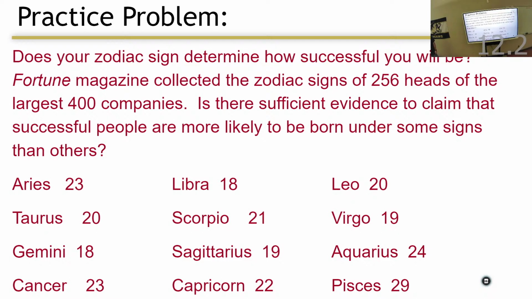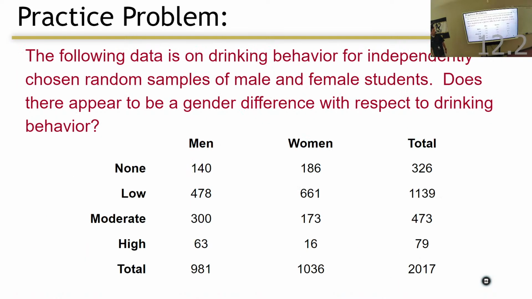Okay. Does your zodiac sign determine how successful you're going to be? Fortune magazine collected the zodiac signs of 256 heads of the largest 400 companies. Is there sufficient evidence to claim that successful people are more likely to be born under some signs than others? One sample, two samples, one variable, two variables. One sample, one variable, that's a GOF. Try to decide how many samples there are and how many variables there are.